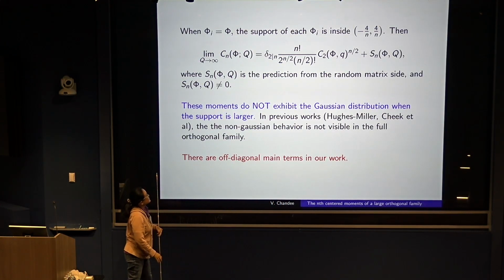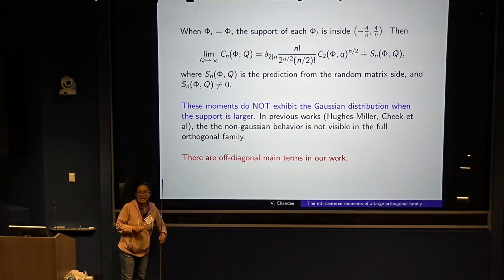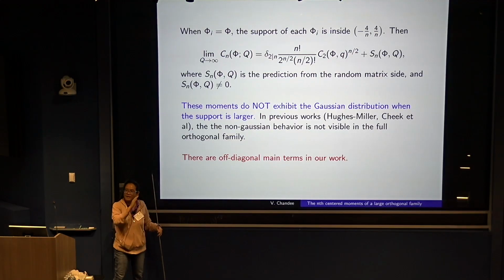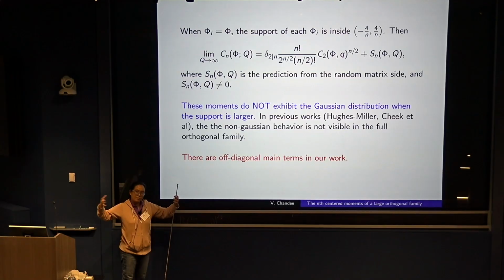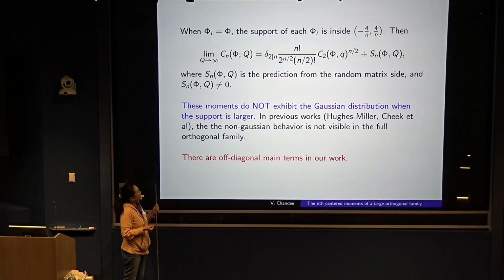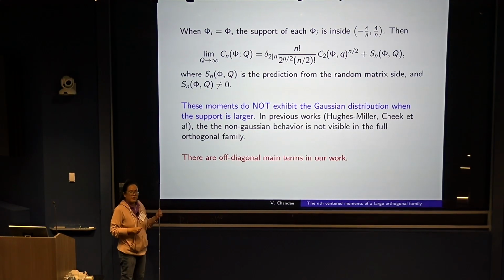And this is a non-zero term, and it comes from the random matrix side. If you're interested in what it looks like, I put it at the end of the slides, and I can show you at the end. What it says here is that this moment does not exhibit Gaussian distribution when the support gets larger than 2. And in previous work, this type of term did not appear because the support is too small to see this.